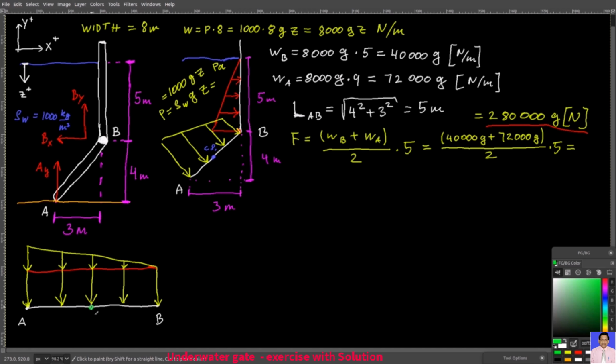The center of pressure of the rectangular part is in the middle of the gate, and that's due to symmetry. So 5 meters, that's the total length of the gate, and the rectangular part has the center of pressure 2.5 meters from point A and also from point B.